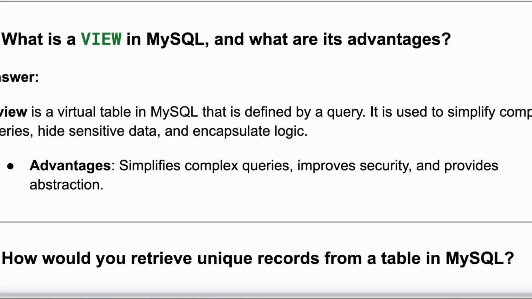Then, what is a view in MySQL and what are its advantages? A view is a virtual table in MySQL that is defined by a query, and it is used to simplify complex queries, hide sensitive data, and encapsulate logic. The advantages of a view in MySQL are that it simplifies complex queries, improves security, and provides abstraction.